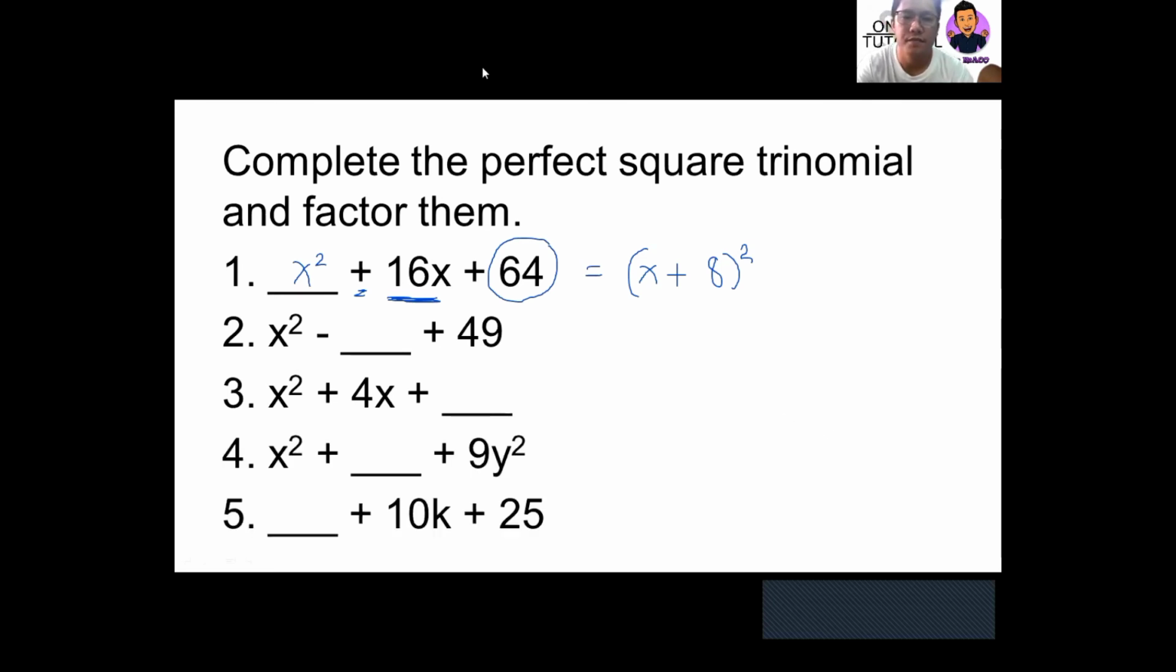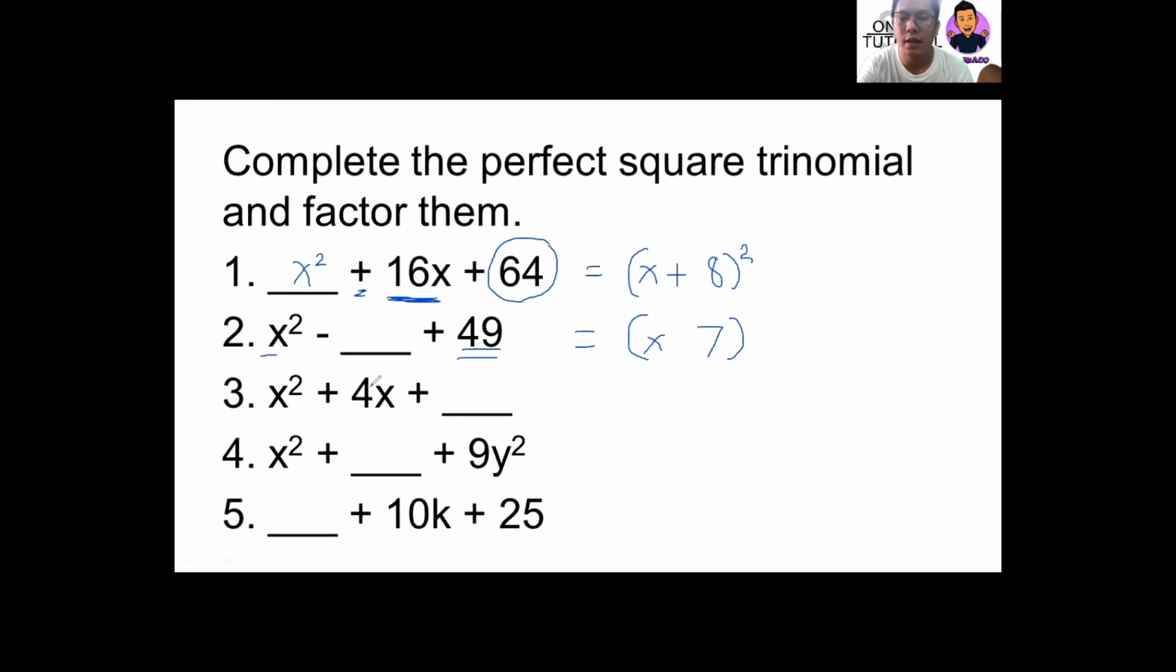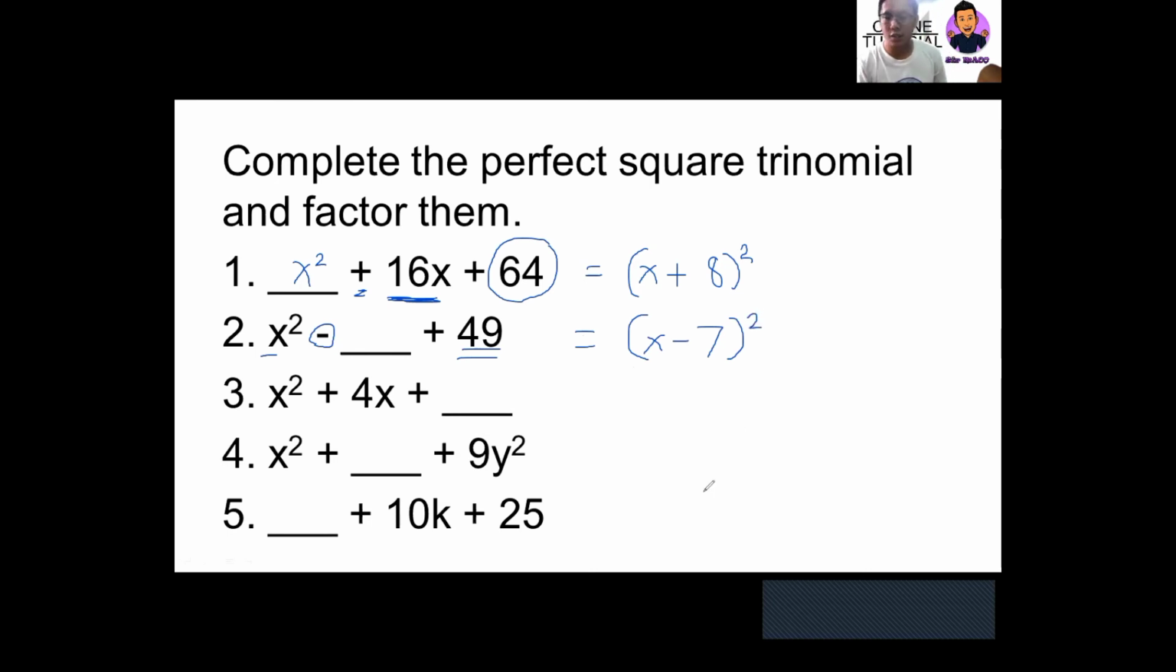Okay, next. Again, the first and the last should be a perfect square. So the square root of x squared is x. The square root of 49 is 7. And the middle term is negative. So the answer is x minus 7 squared. And the middle term should be twice the product. So twice the product of x and negative 7, that is 14x.